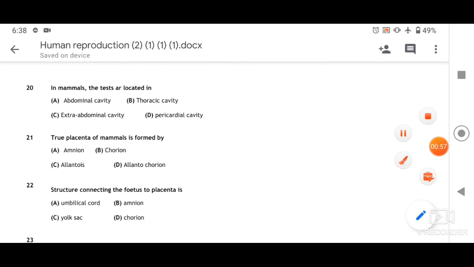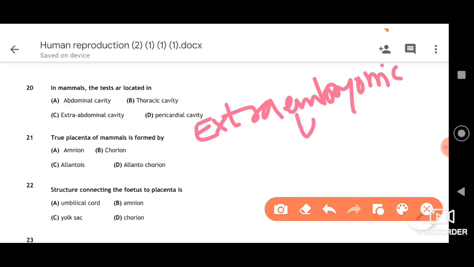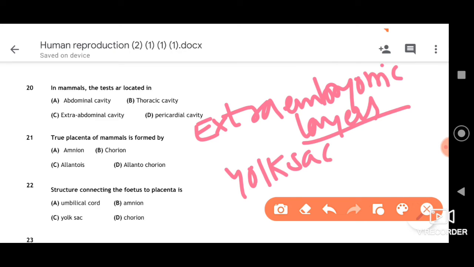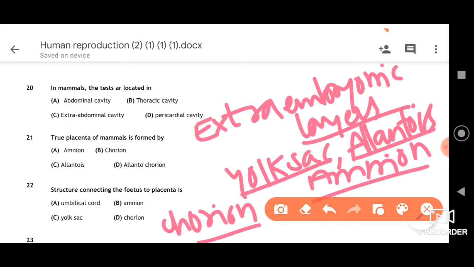Next we have the 21st question: the true placenta of mammals is formed by. First of all, dear students, there are 4 extra-embryonic layers. The first one is the yolk sac, followed by the allantois, then the amnion, and finally the chorion. These are the 4 extra-embryonic membranes present in the uterus: yolk sac, allantois, amnion and chorion.